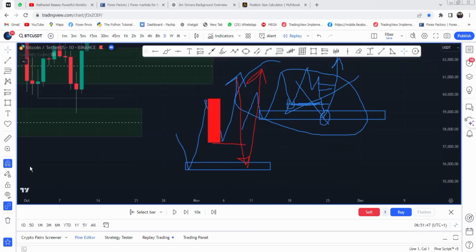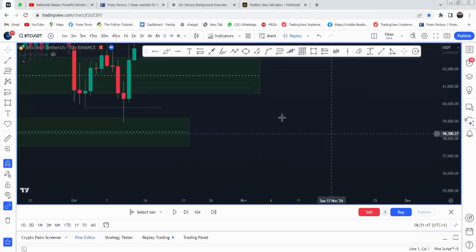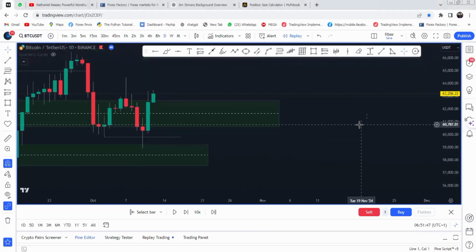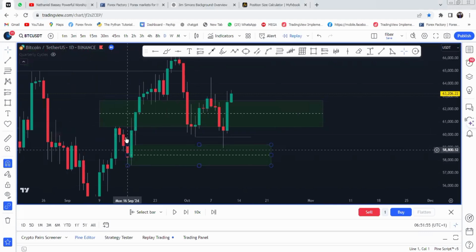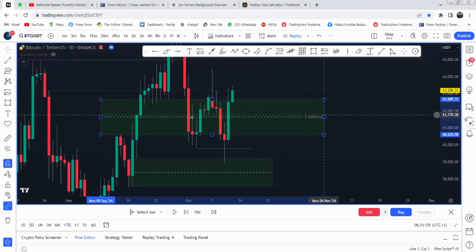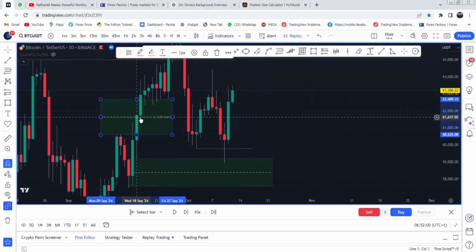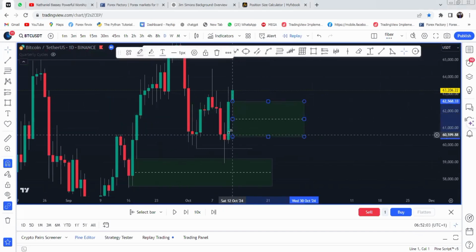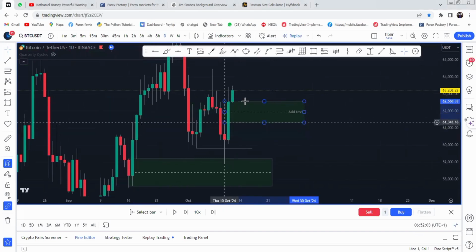So let's just move to this example. I don't want this video to be long. All right, so we had a nice rejection from this order block and also from the weekly fair value gap, and you can see that we had created this fair value gap here as well. So our focus shifts from that point to this daily fair value gap.